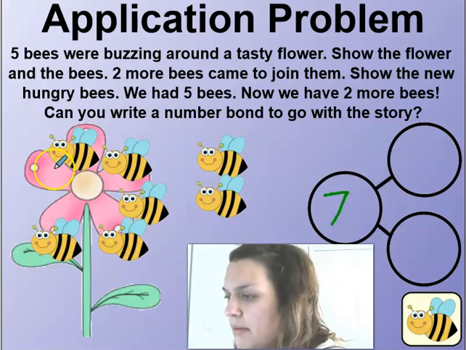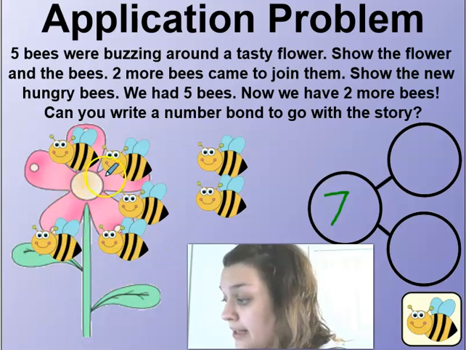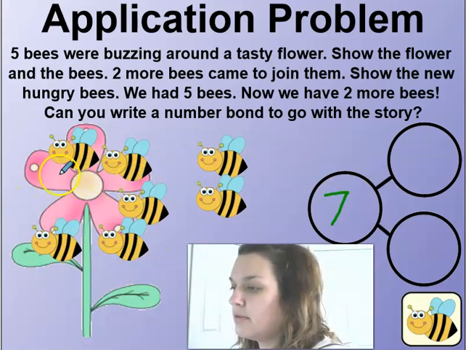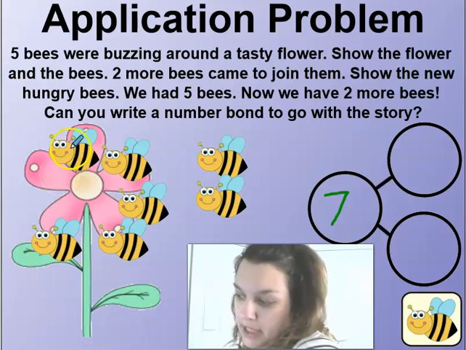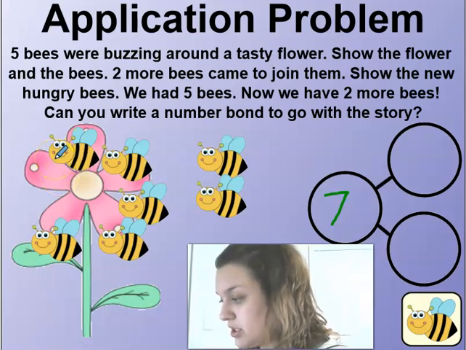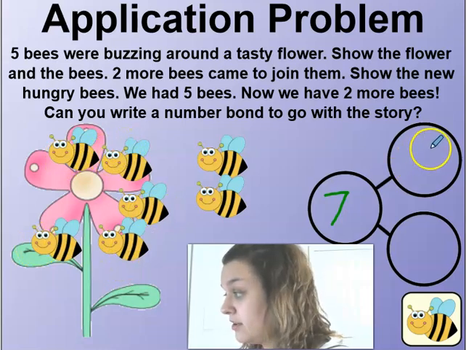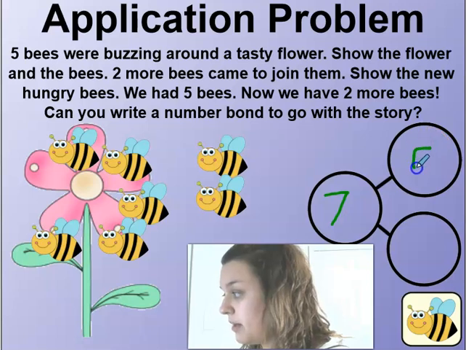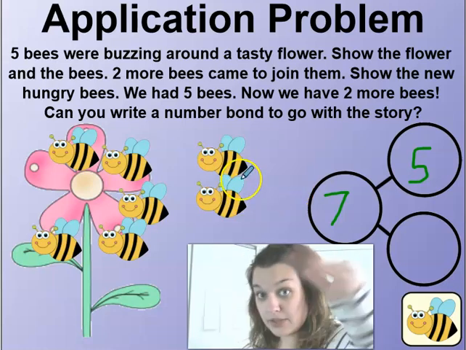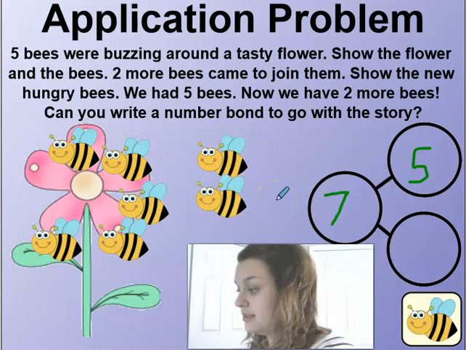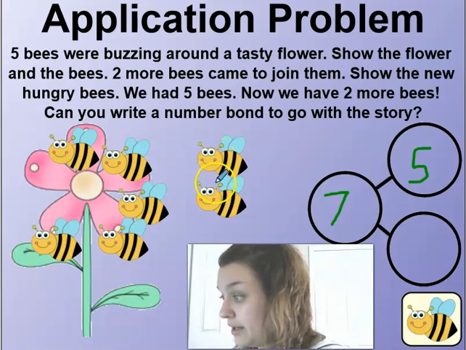Okay, how many bees started at the flower? How many bees originally were there? Does anyone remember? Let's count to double check. It's always good to double check our work. 1, 2, 3, 4, 5. So 5 is one of our parts. And then how many bees flew with them? How many bees came later? Just these 1, 2.